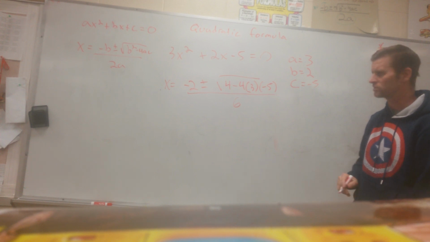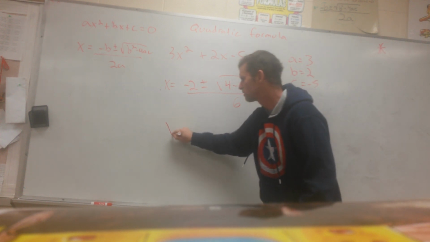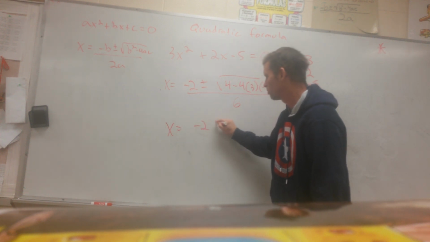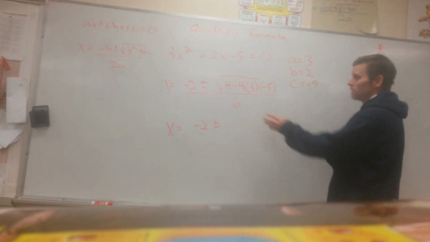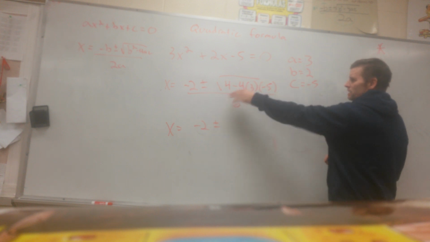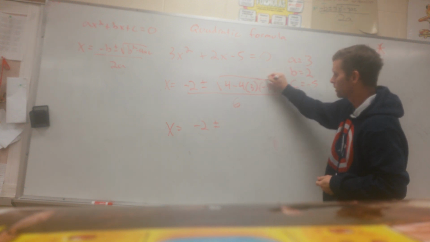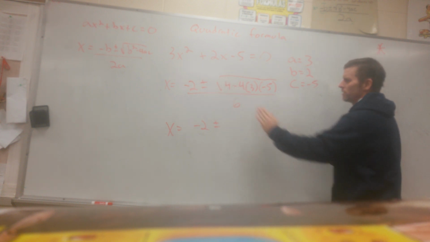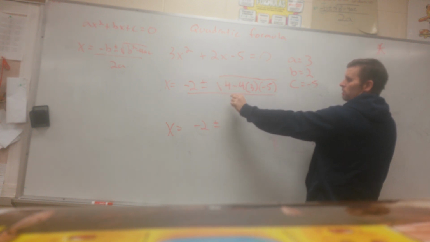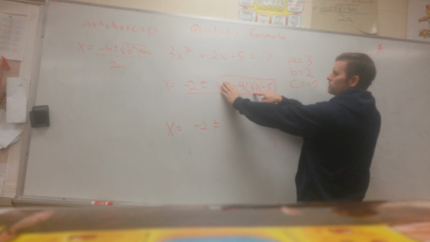Okay, we're just plugging numbers into formulas. This is really easy. So x equals negative 2 plus or minus. All right, now, the most common mistake people make is getting the sign right under the radical. So here's what I do. This first part I just kind of cover up, or I just leave it there. It's a 4, and then it's negative 4 times 3 is negative 12, times negative 5 is positive 60.